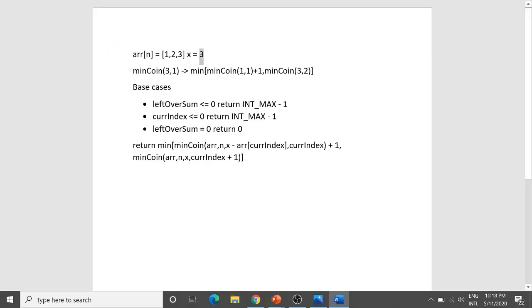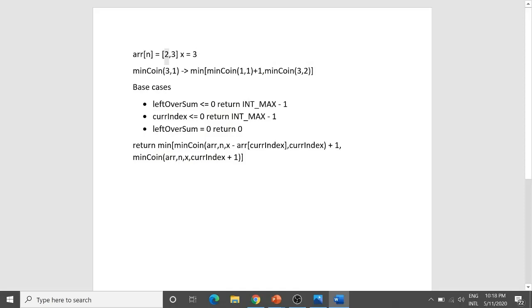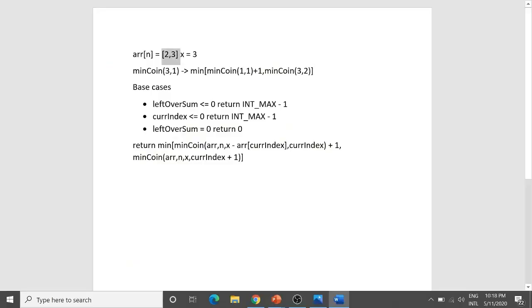What does this subproblem say? This subproblem says that currently I am sitting at index 1. Just tell me, from this index till the end of the array, what are the minimum number of coins with which I can make 3? I am sitting at index 1. Starting from this index till the end of the array, what are the minimum number of coins I need for an amount of 3, in case I have these two denominations? This subproblem states that.